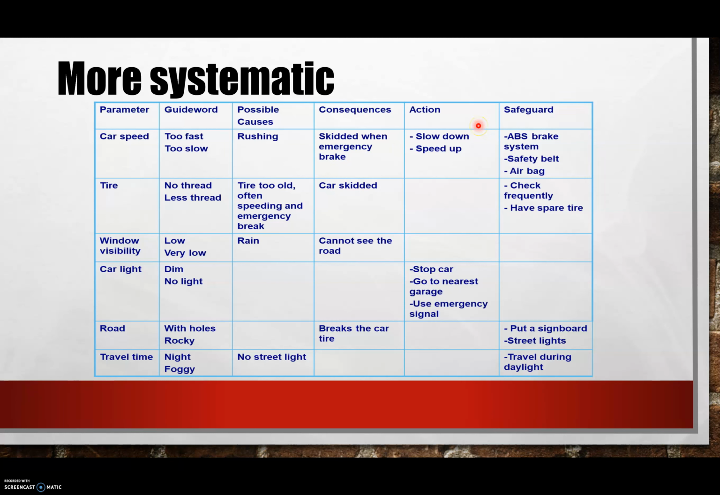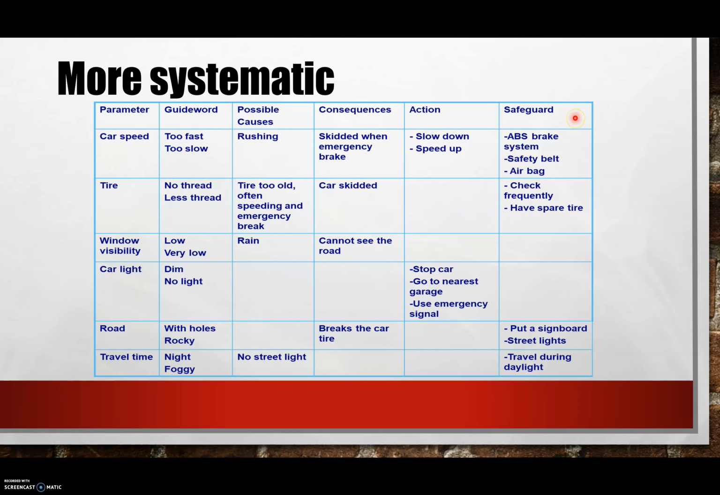So what do you need to do as an action to prevent this accident from happening? When you drive too fast because of rushing, there is still no accident, no incident, by these causes. However, you can take a precautionary action to prevent these consequences from happening. So you need to slow down your car.